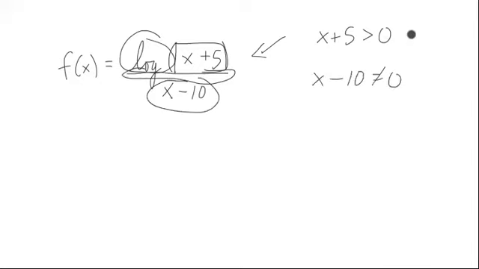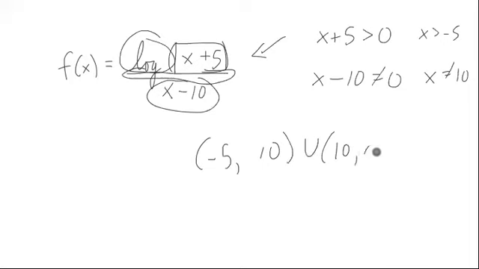Okay, so simplifying those, we get x is greater than negative 5. Here, x cannot be equal to 10. So in interval notation, we would have from negative 5 upward until 10, don't include it, and then don't include 10 again, but then keep going.